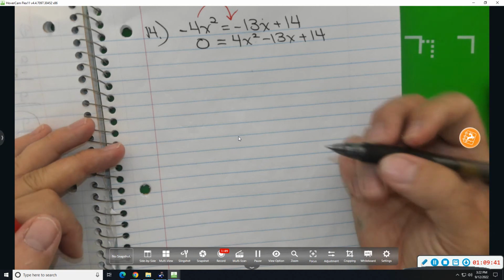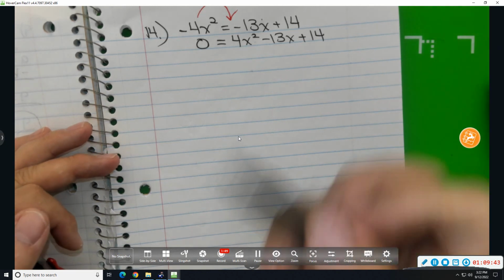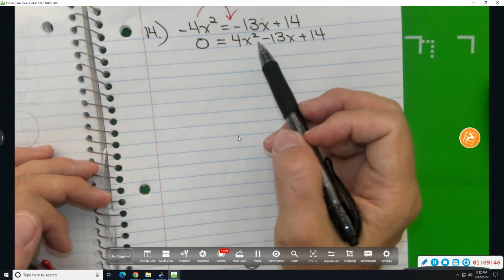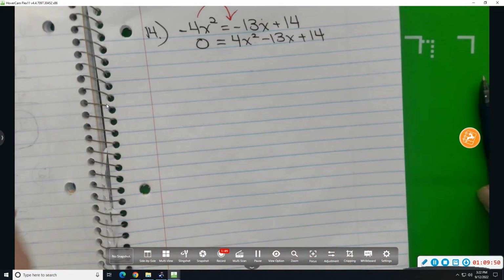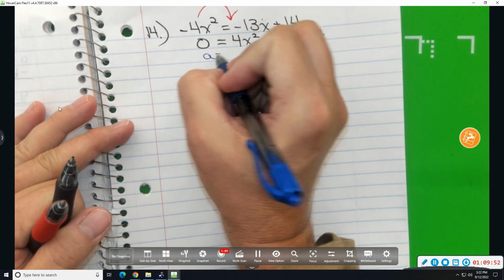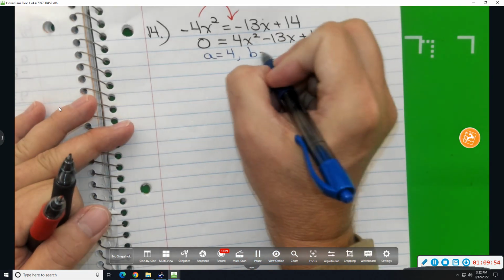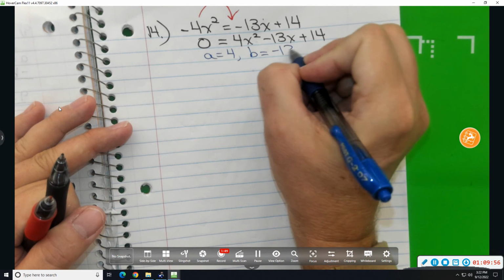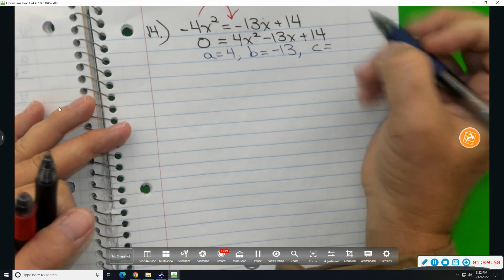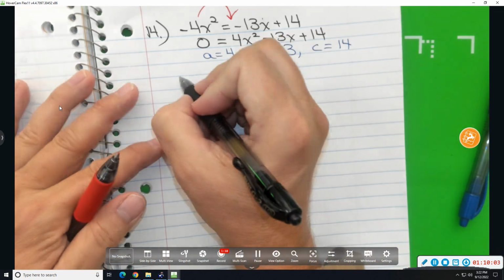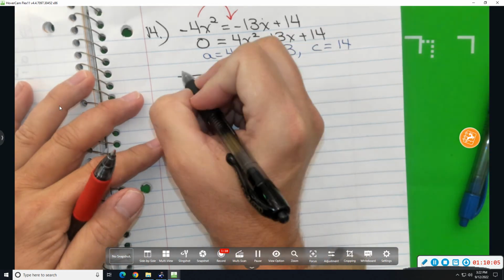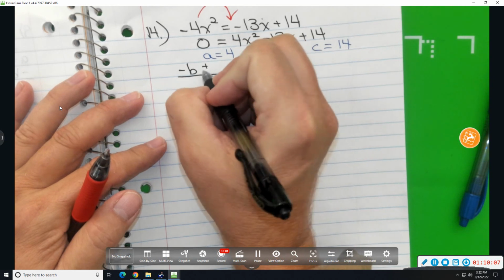What's important is to have that x squared term positive. X squared term coefficient, yes. So A is equal to 4, B is equal to, and C is equal to, okay. And we rewrite that quadratic formula so we don't forget it.